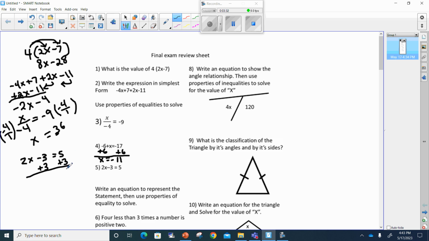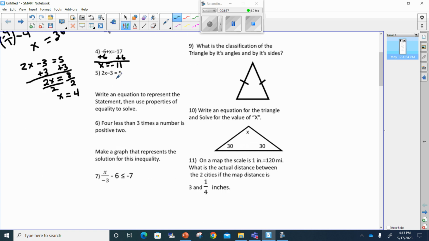Now I got 5 plus 3, and that's 8. And 8 is going to equal 2x. To get 2 away from x, I'm going to divide it away. Remember, 2 is being multiplied to x, and I need to do the opposite in order to bring that 2 to the opposite side. The opposite of multiplication is division. But whatever I do to one side, I do the other. Now 8 divided by 2 is 4. My answer is x equals 4. That was number 5, x equals 4.